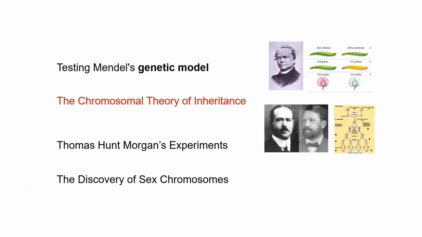So now that we talk about how people were very interested in testing the genetic model of Mendel, one way to test that model was to study chromosomes and propose this chromosomal theory of inheritance. And we will focus on the work of these two scientists that are in this picture, using fertilization and meiosis.